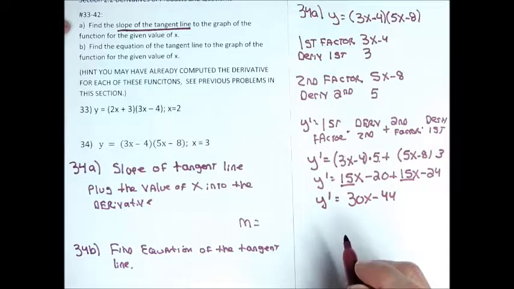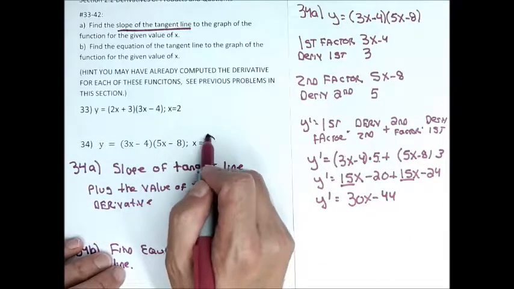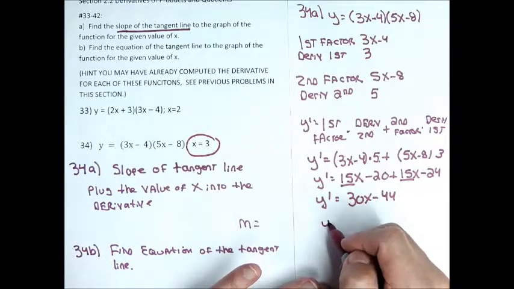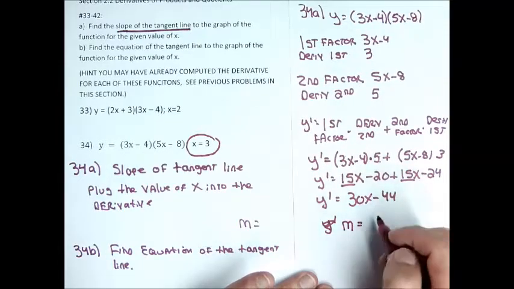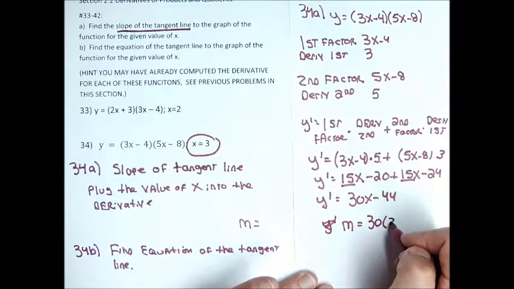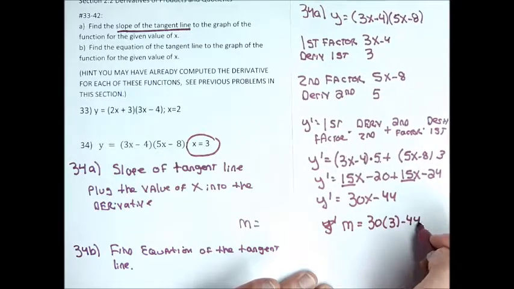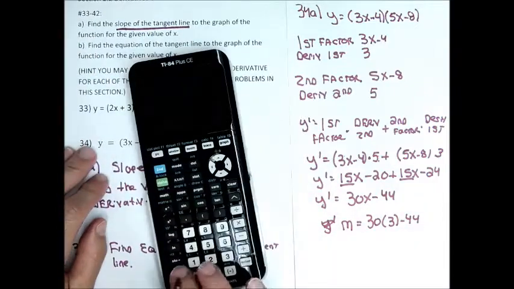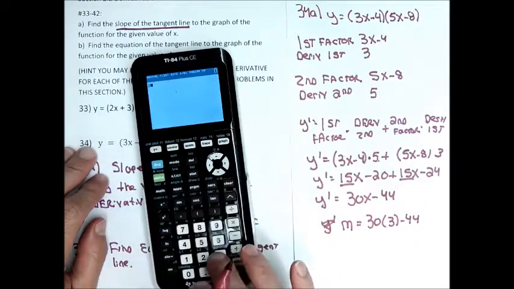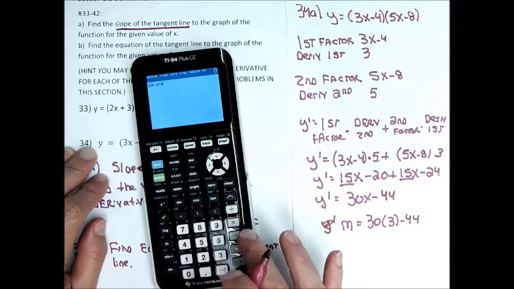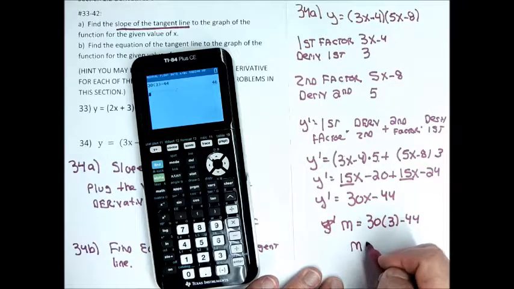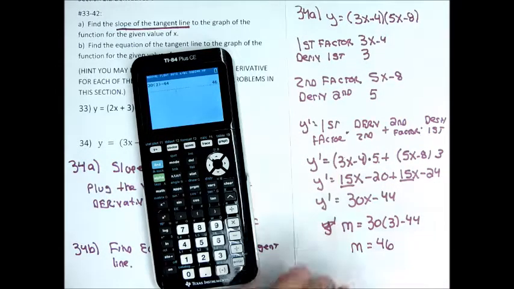To find a slope of a tangent line at the given value of x, I need to find the derivative and then take the value that's given to me and plug it in for x. So I'm going to say m equals 30 times 3 minus 44. So if you plug a value of x into a derivative, it gives you the slope of the tangent line for that value of x. So the answer to part A, the slope of the tangent line, is going to be 46.